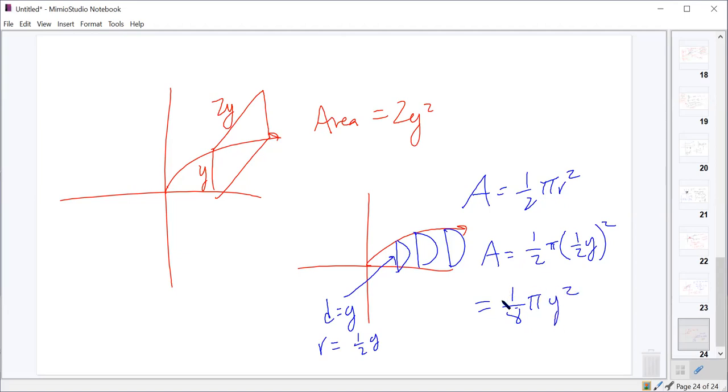And then since we're doing them in terms of x, if this was y equals the square root of x still, we just plug that in. Does that make sense to everybody?